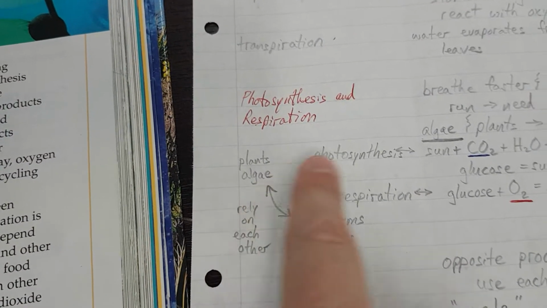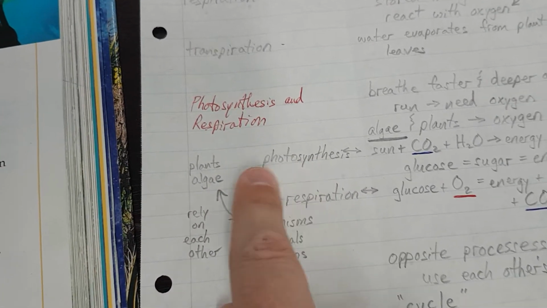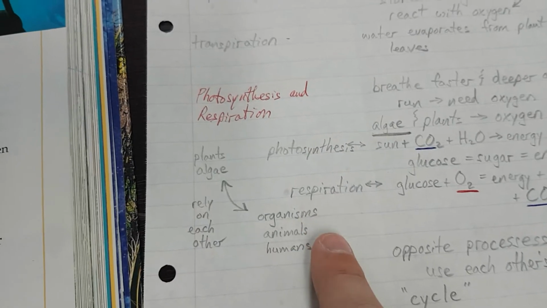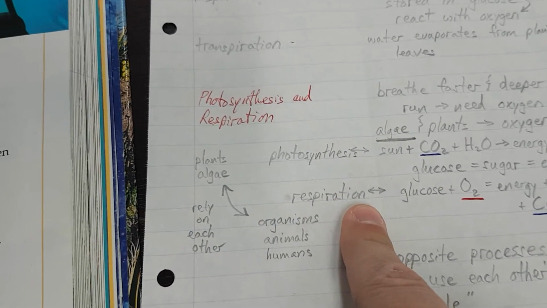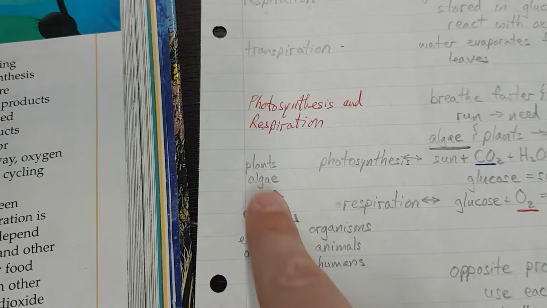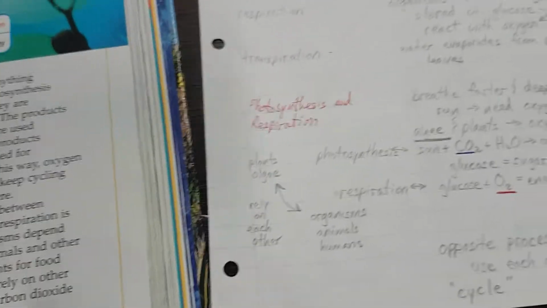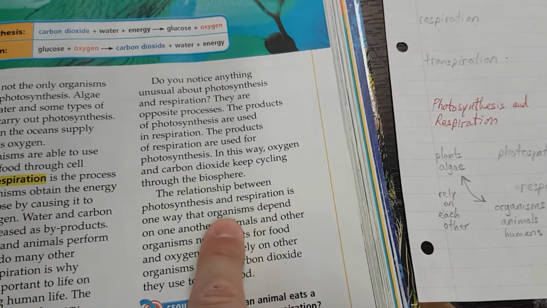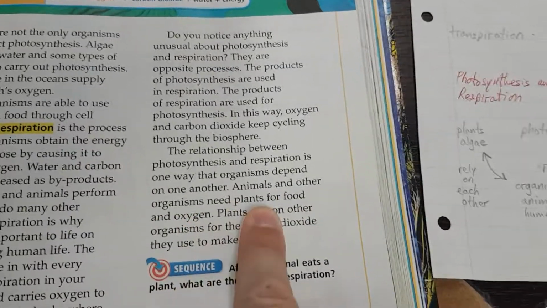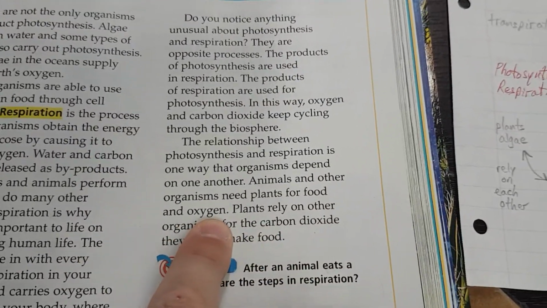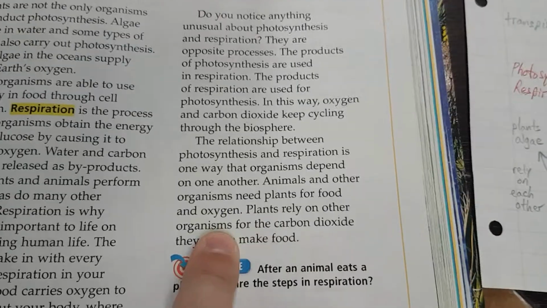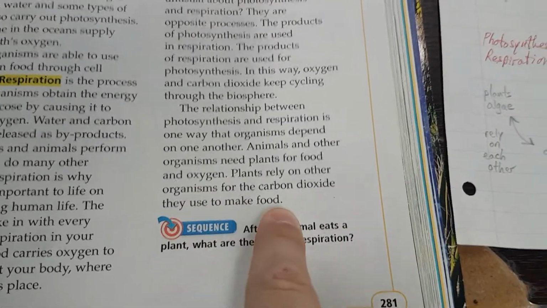So, up here, plants and algae do photosynthesis. Over here, organisms, animals, and humans use respiration. Draw a double arrow between the two. They rely on each other. Animals and other organisms need plants for food and oxygen. Plants rely on other organisms for the carbon dioxide they use to make food.